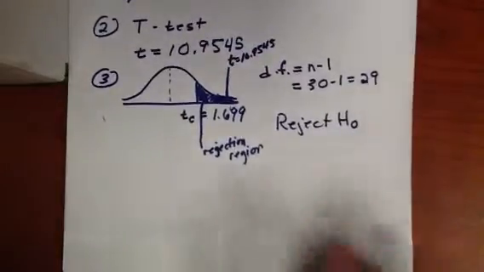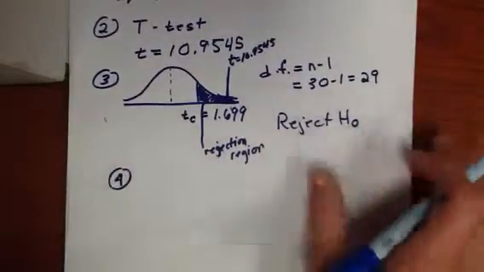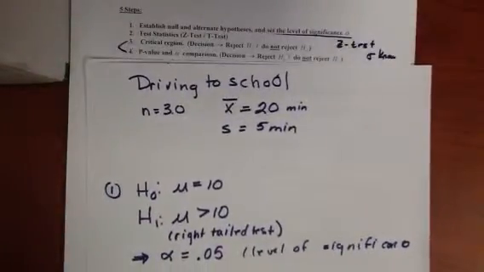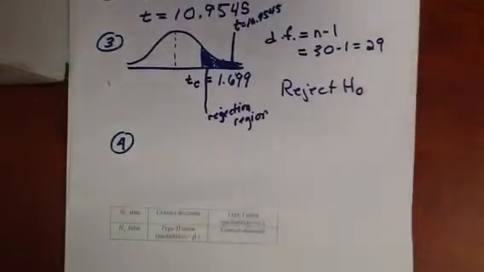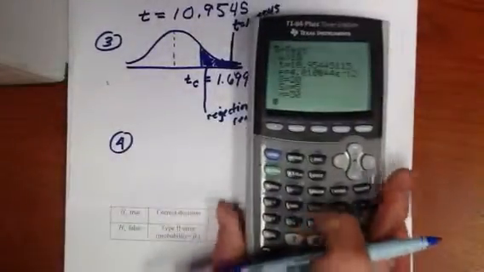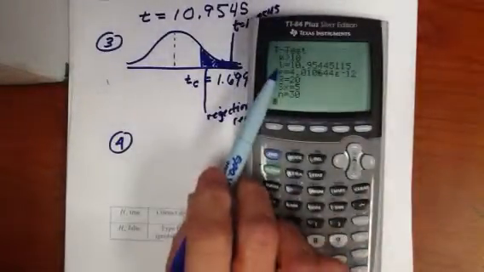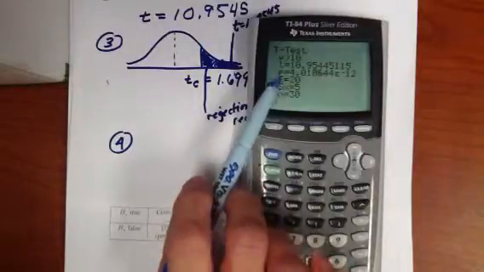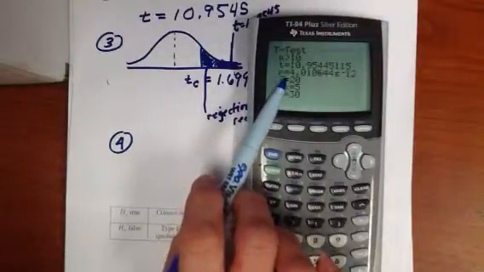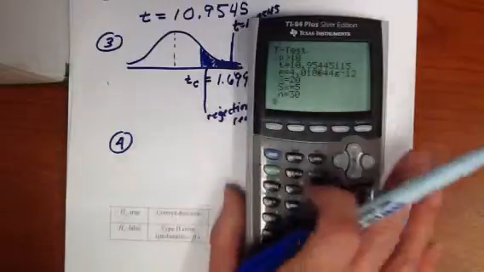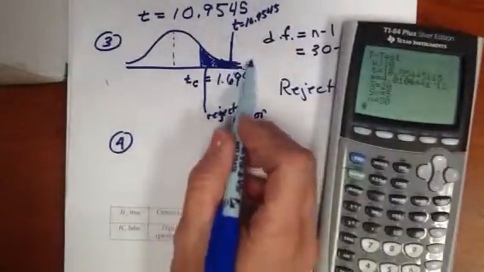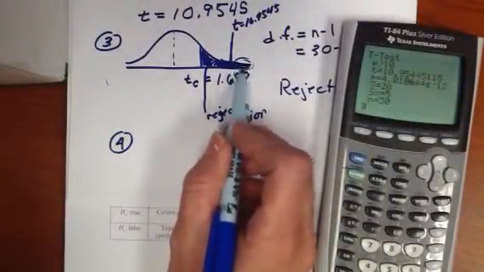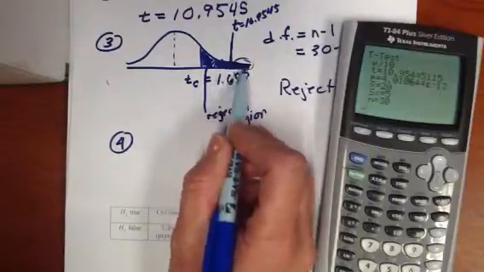Now step 4 should give us the same decision. We look at the p-value and compare it to alpha. Where your p-value comes from is your calculator gives that to you. So our t-test statistic goes right here, and the p-value is right underneath it. The p-value is a probability. So wherever this falls, the p-value is the area in the tail from the test statistic.